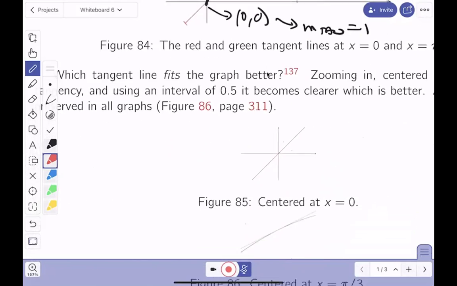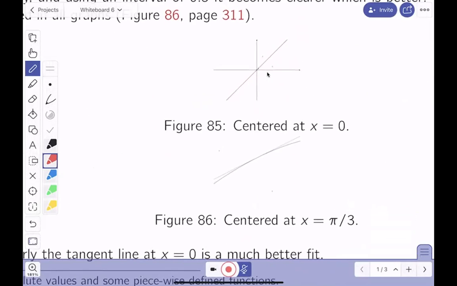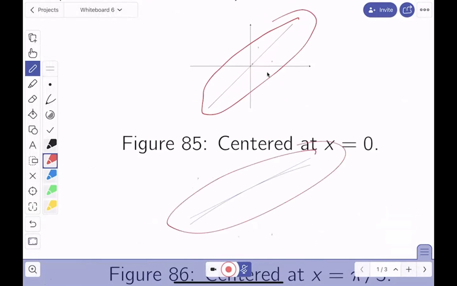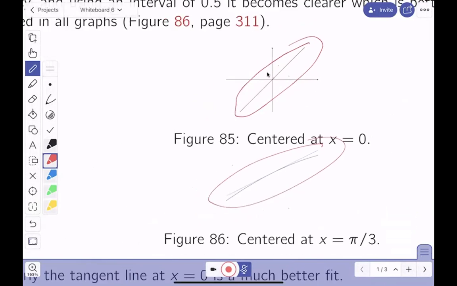But anyway, what I did over here was I zoomed in using the same scale, and I want to point out over here, this is that tangent line that goes through the origin and the sine function graph. And this is really the same scale being used over here. And I hope you realize that one fits better than the other. And that's really important. You know that.